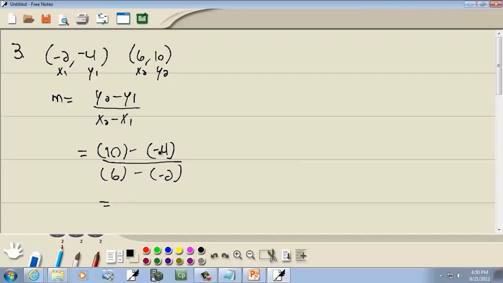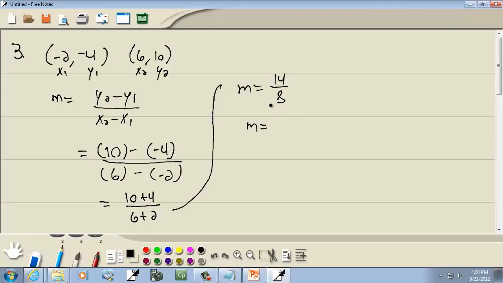Now here we got a negative parentheses negative. That becomes a positive. So we got 10 plus 4. And down here we got a negative parentheses negative. That becomes positive. So we got 6 plus 2. That gives us 14 over 8. And both those are divisible by 2. So 14 divided by 2 is 7, and 8 divided by 2 is 4. There we go, and that's our answer.